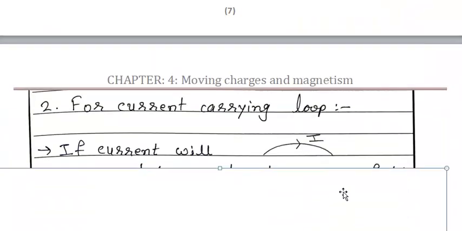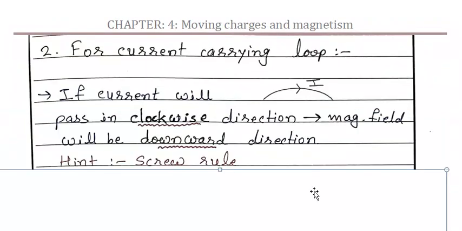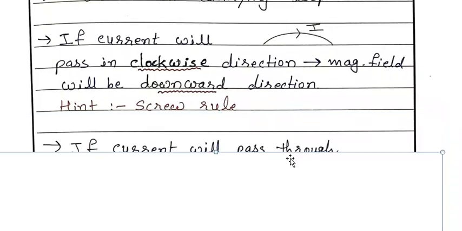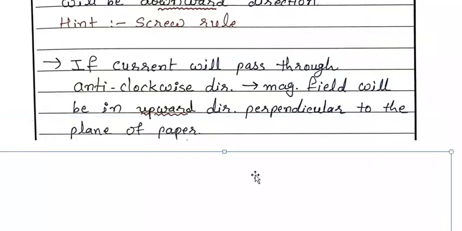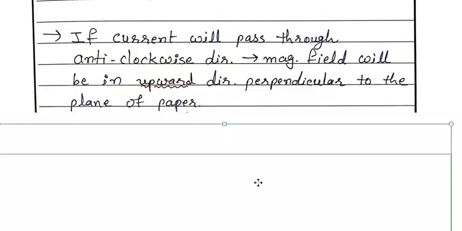Now next, to determine magnetic field for a current carrying loop. If the current passes in a clockwise direction, as you can see in the diagram, the magnetic field will be in the downward direction. It will be always downward. Here I have used the screw rule. If current passes through the anti-clockwise direction, the magnetic field will be in the upward direction of the plane of paper.